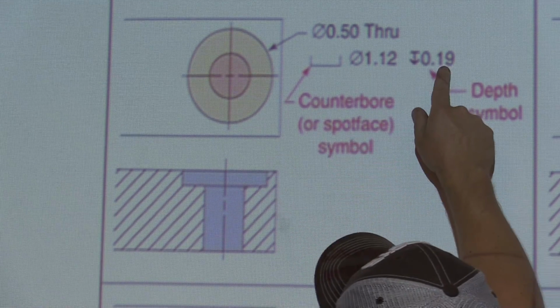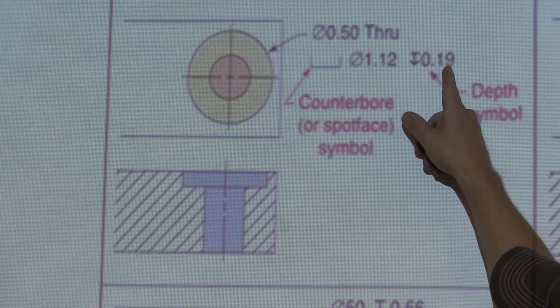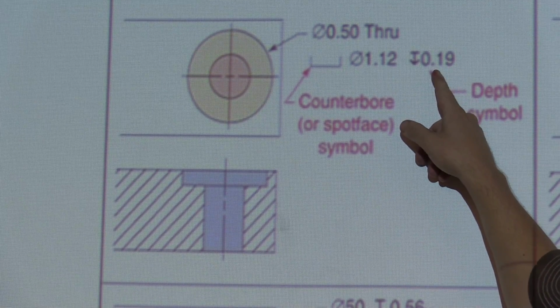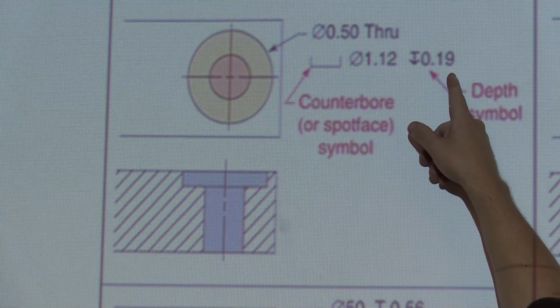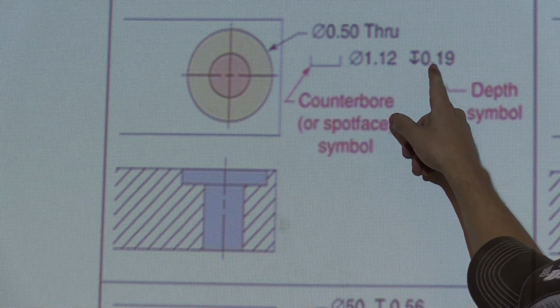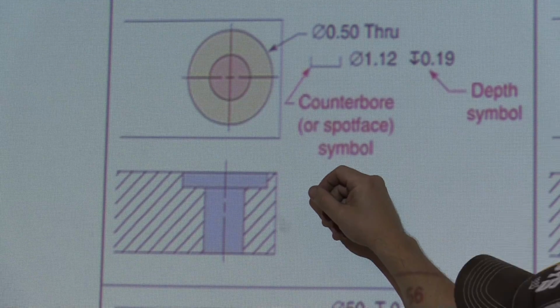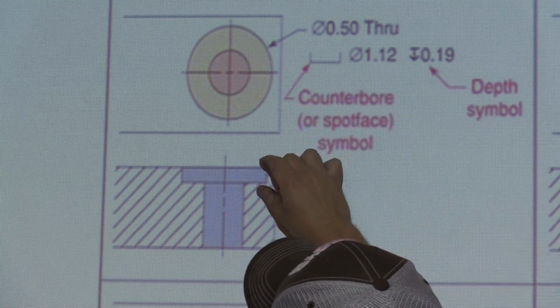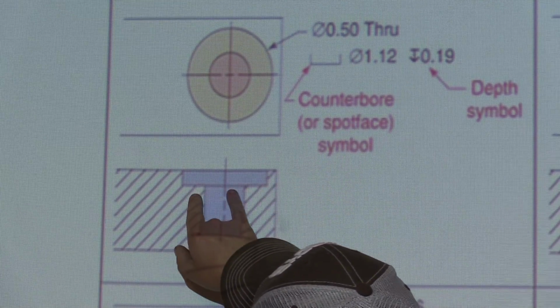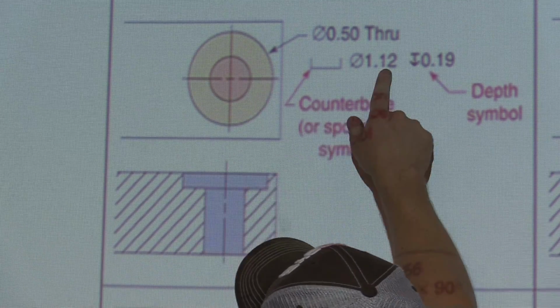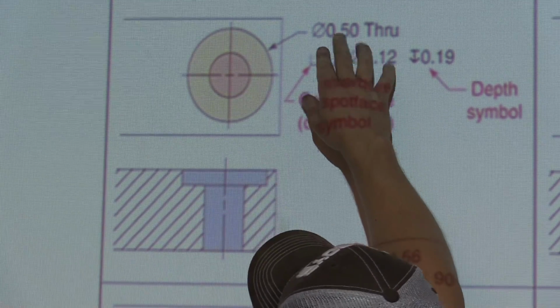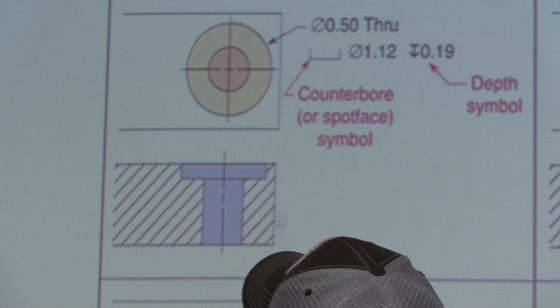So if we had a tolerance zone there of 10 thousandths, we could be plus or minus 0.01, we could be 0.20 or 0.18, all right? But that's all it's telling us, is this is the depth, this is the diameter, and then of course the top one was drilled all the way through.